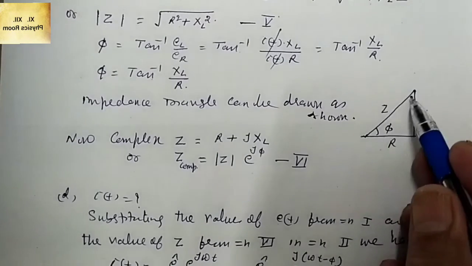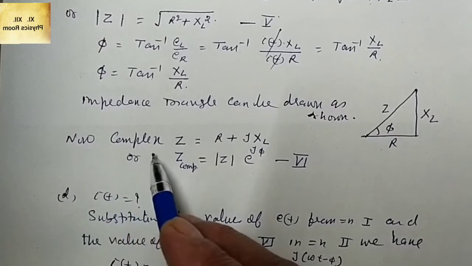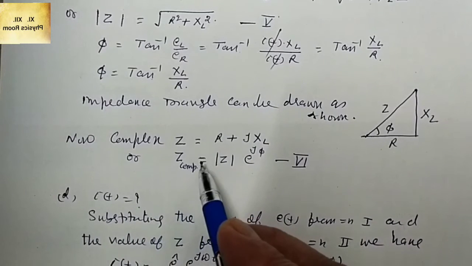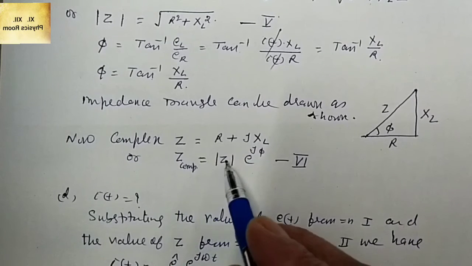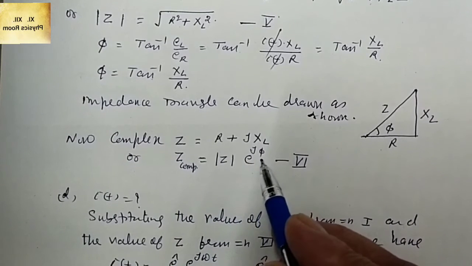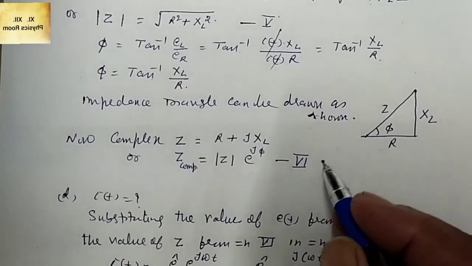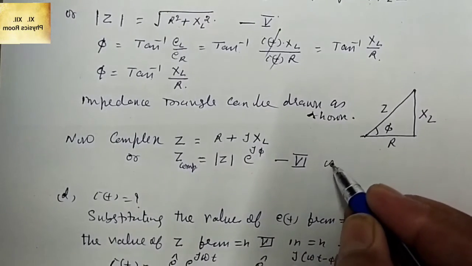The magnitude of the two is given by Z. So complex Z is equal to R plus jXL, or complex Z is equal to mod Z e raised to power j phi, where phi is equal to tangent inverse XL by R.